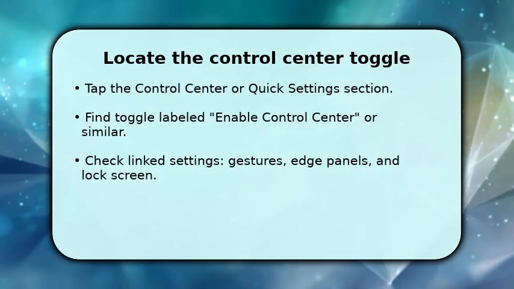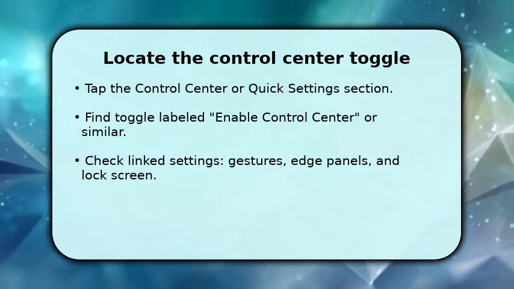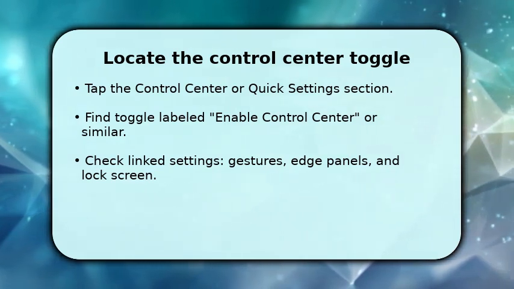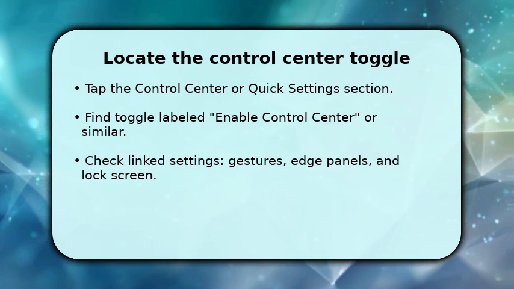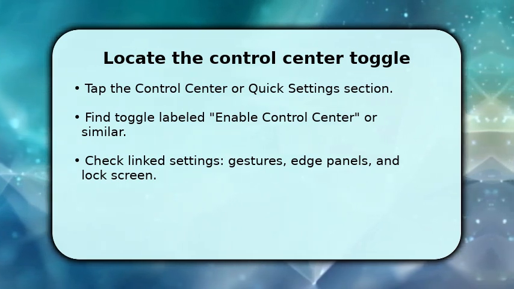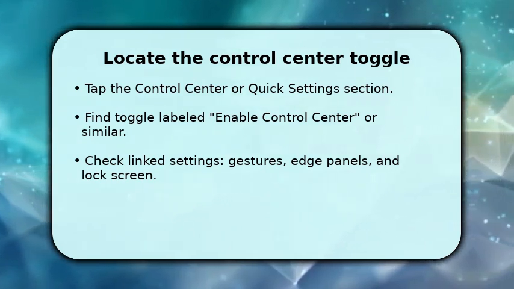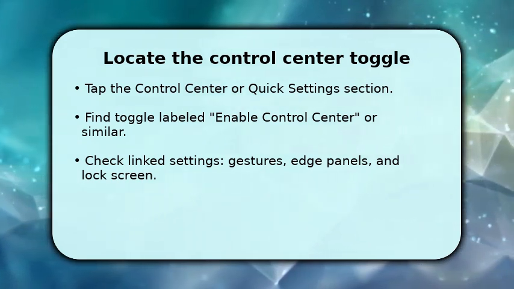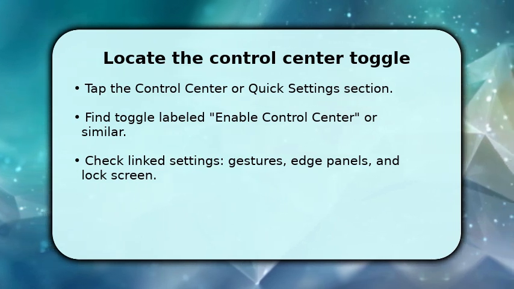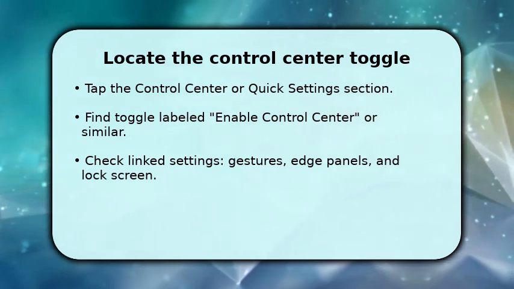Once you find the Control Center section, read the labels carefully because manufacturers name it differently. For example, Quick Settings, Control Panel, or Edge Panel. Tap through to display the Enable/Disable toggle and any sub-options like Show on Lock Screen or Swipe Down Gesture.